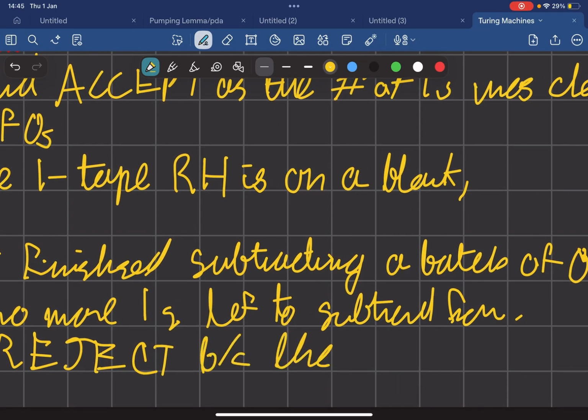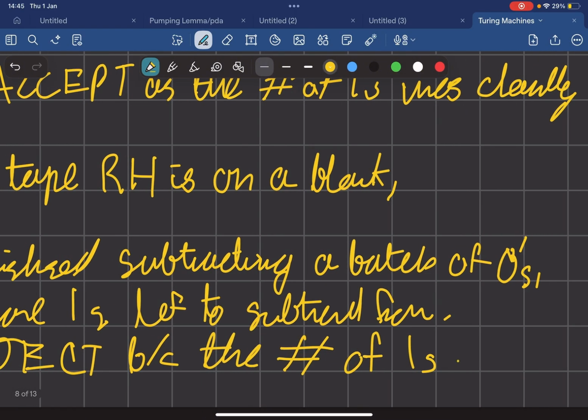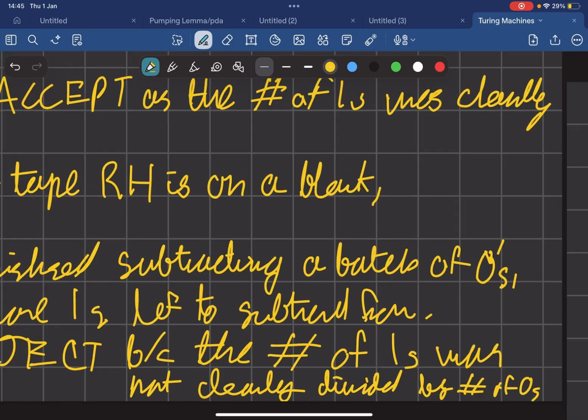Halt and reject because the number of ones was not cleanly divided by the number of zeros. So was cleanly divided by number of zeros. Okay, that's a bit messy.